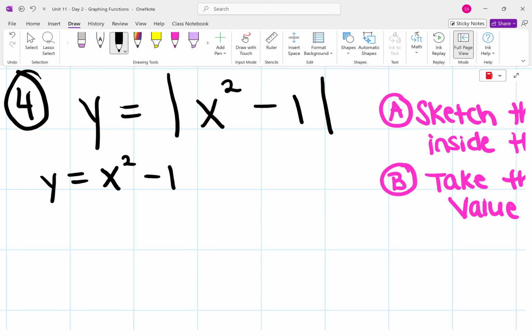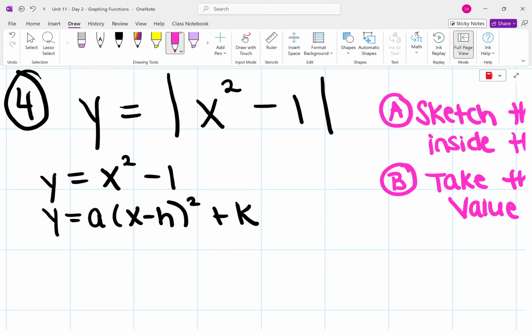Does this fit the standard form of a parabola with the shifting and stuff? Does this match the format? For the most part, I can manipulate it a little bit because we want it y equals a times the quantity of x minus h squared plus k. So I can manipulate it to look like it, where it's y equals a times x minus 0 squared minus 1. And now it really fits that format perfectly.